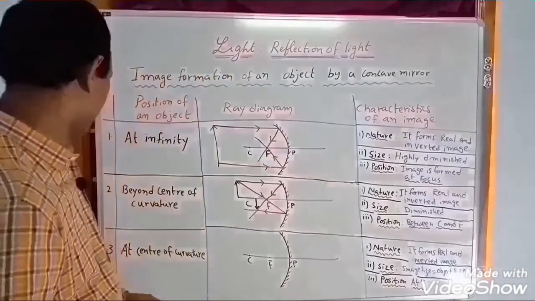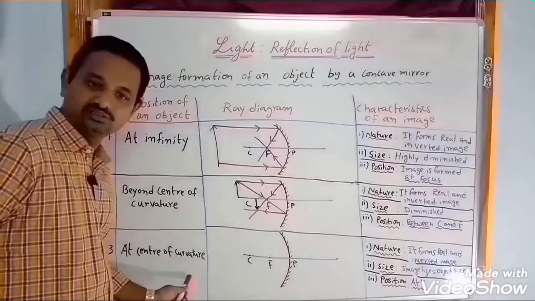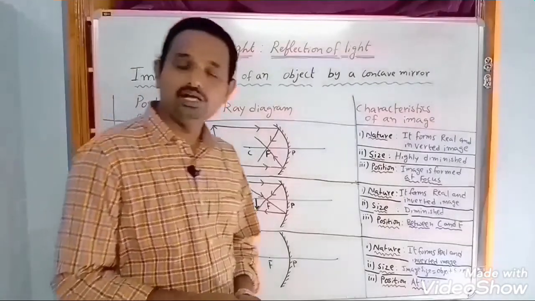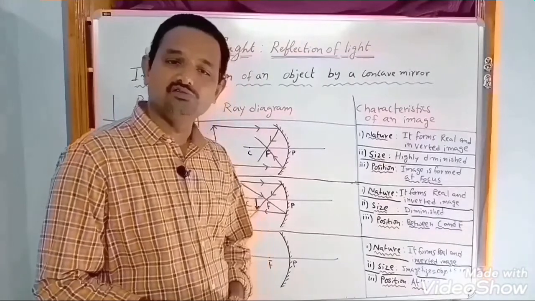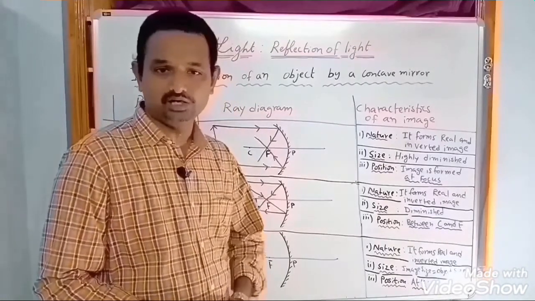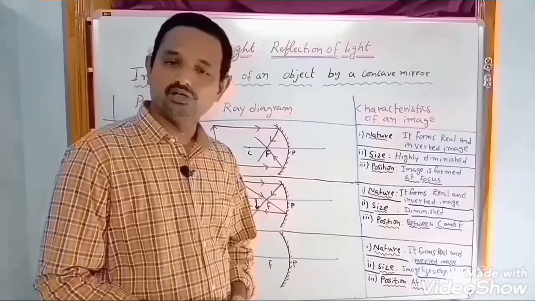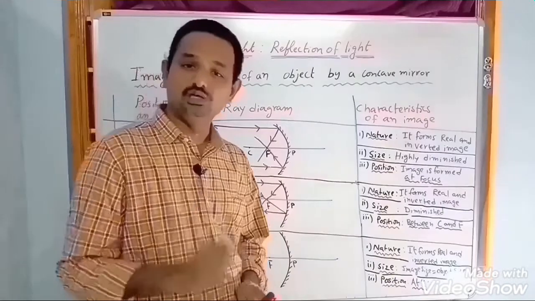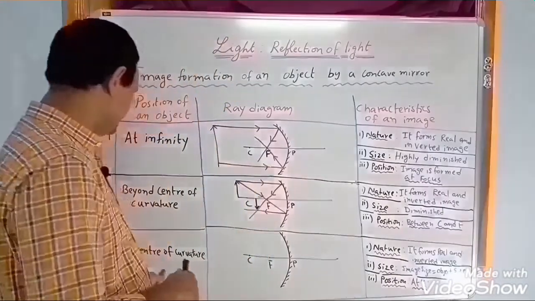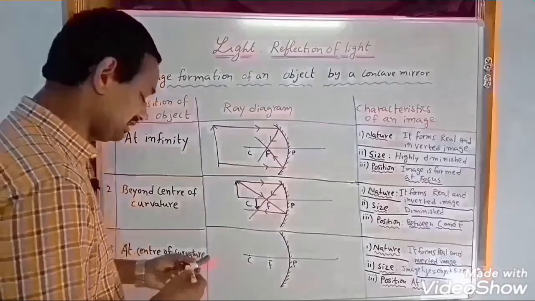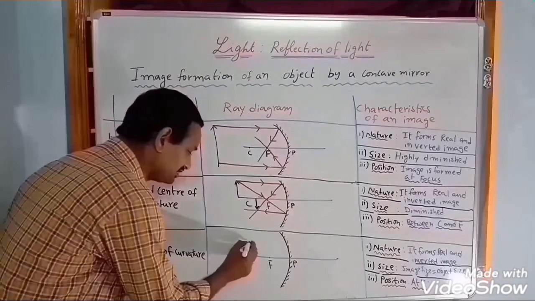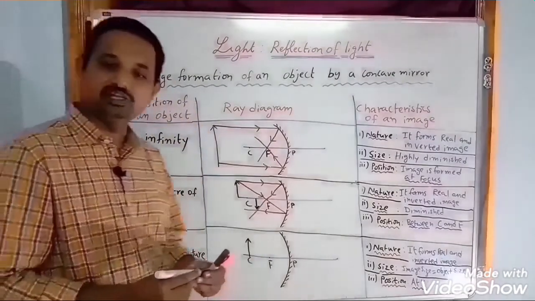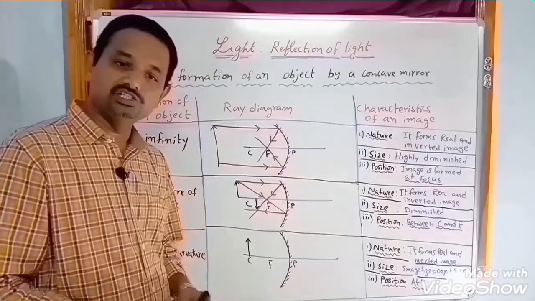Next, when the object is at the center of curvature. Students, for a plane mirror, image size is always equal to object size. But for a concave mirror, the only case when image size equals object size is when the object is placed at the center of curvature. Now look here. The object is placed at the center of curvature. So where is the image formed?